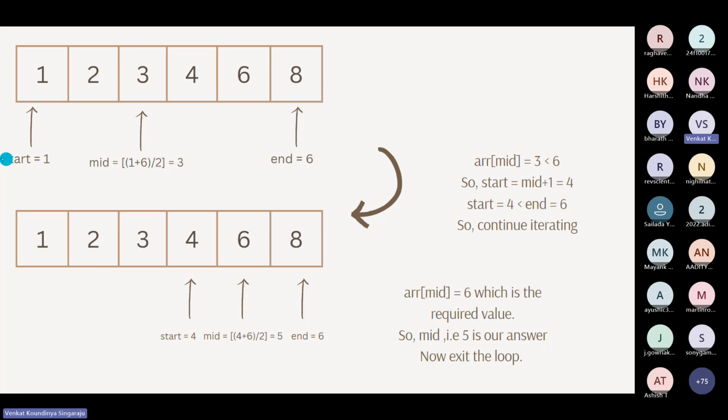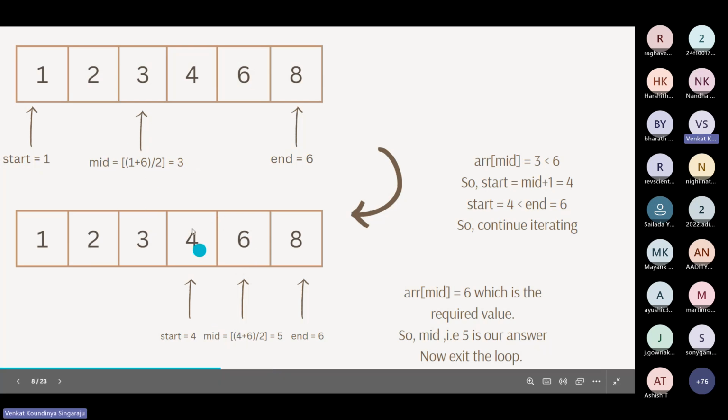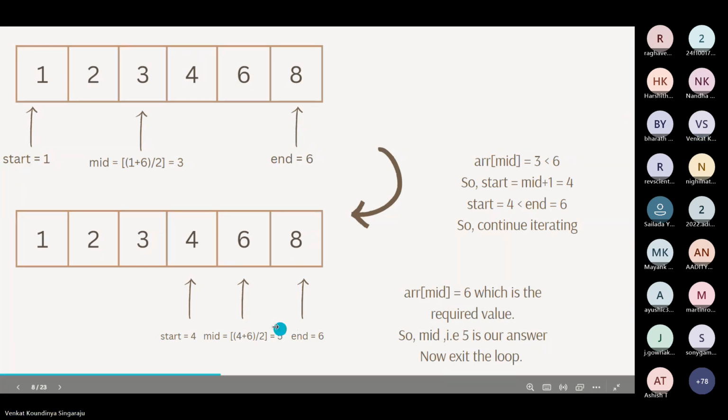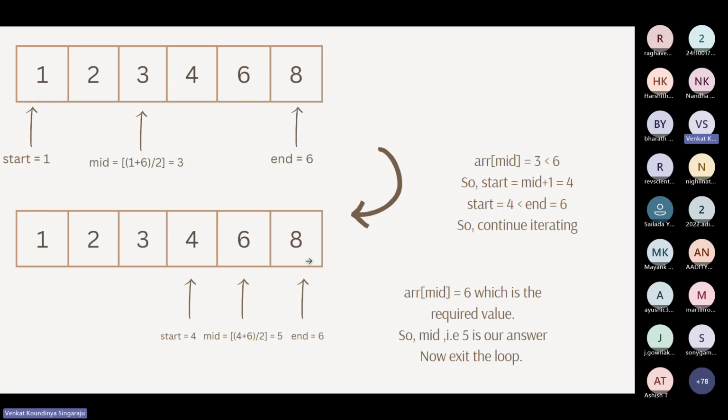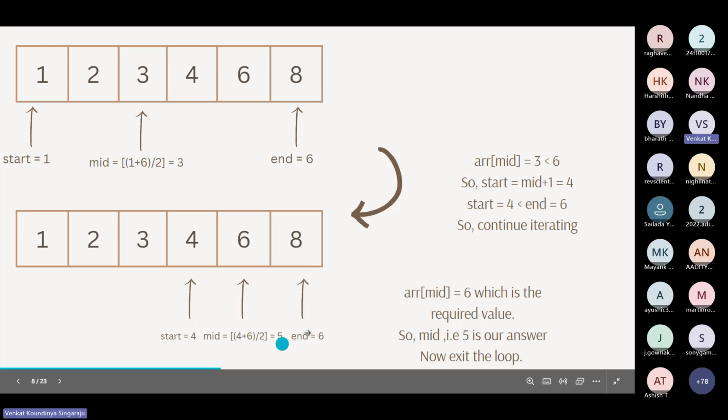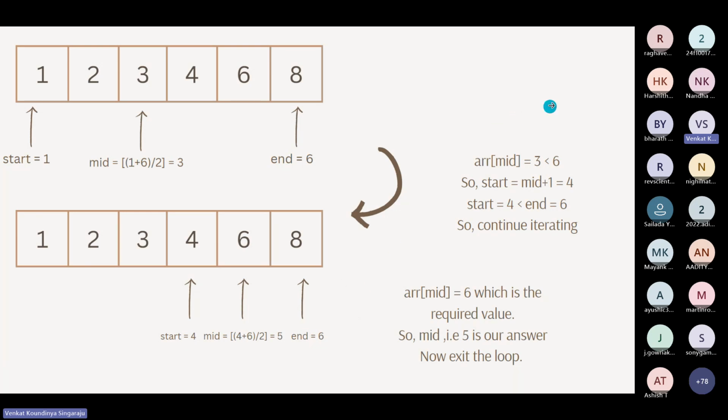So here what will happen? Start becomes mid plus 1. So start becomes 4, mid becomes 5, and again array mid is less than 9. So start becomes mid plus 1. So start becomes 6, and mid again becomes start plus n by 2, 6 plus 6 by 2, which is 6 again. And since again array mid, which is the value at index 6, is less than 9, again start becomes mid plus 1. So start becomes 7, and end remains as 6. So what happens is end remains unchanged, then start becomes greater than end.